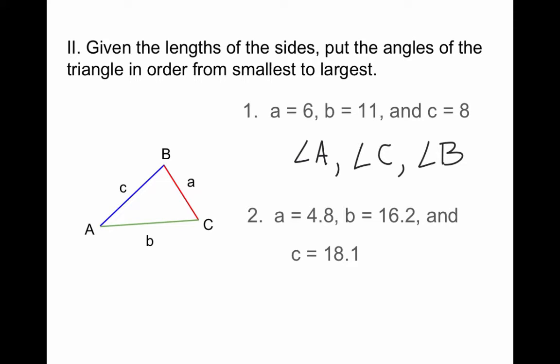Don't get thrown by the decimals. It means absolutely nothing in terms of how we do the problem. Angle A is still the smallest because 4.8 is the smallest number out of the 3 side lengths that we have. Angle B is second, with angle C third.